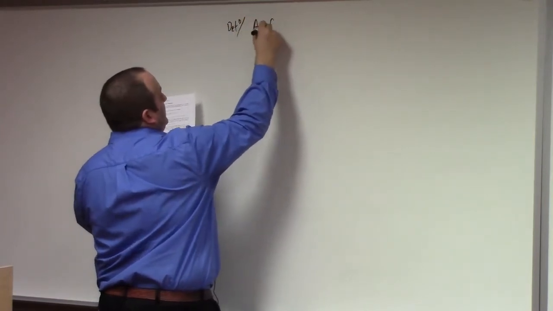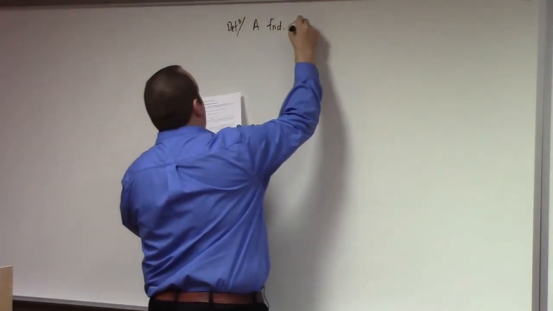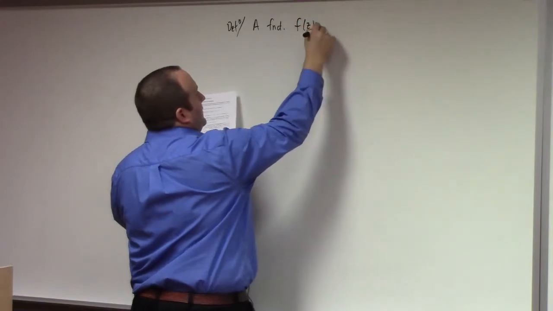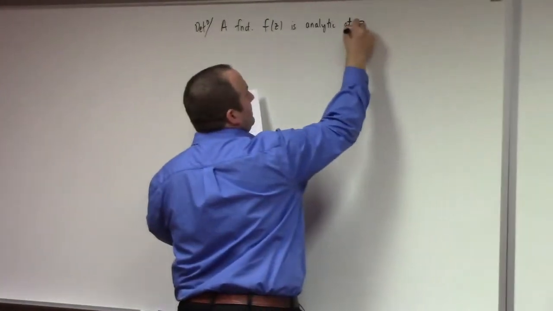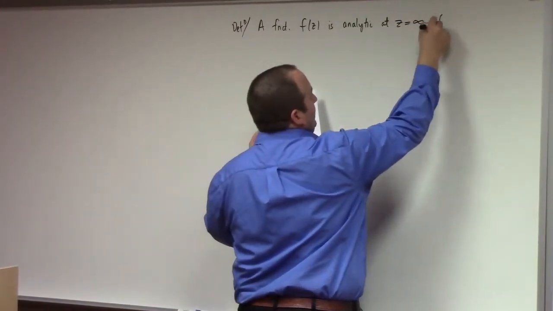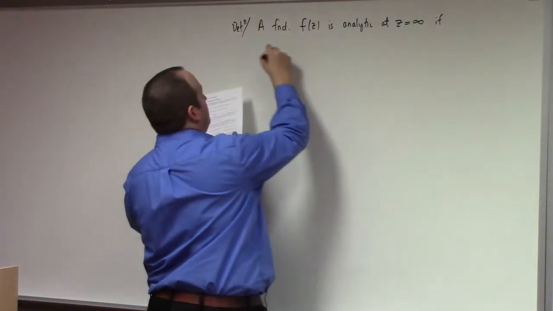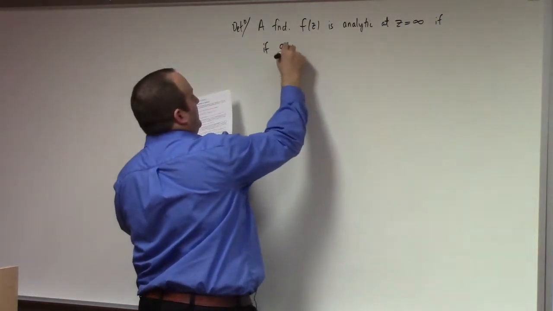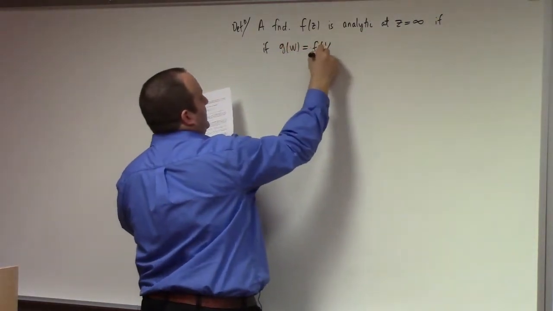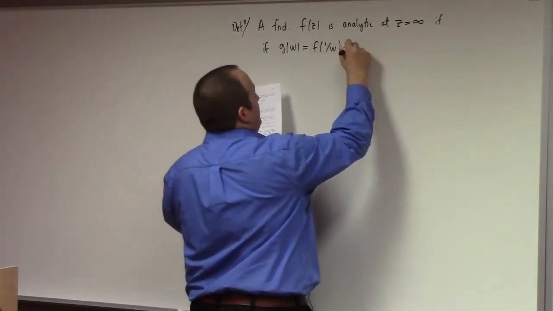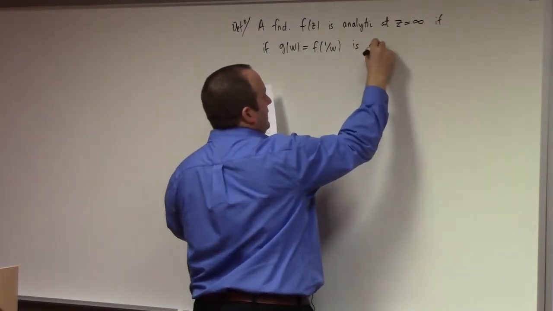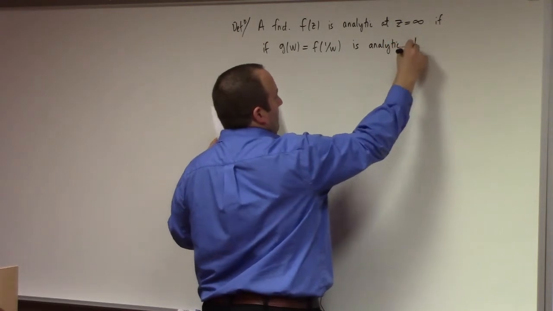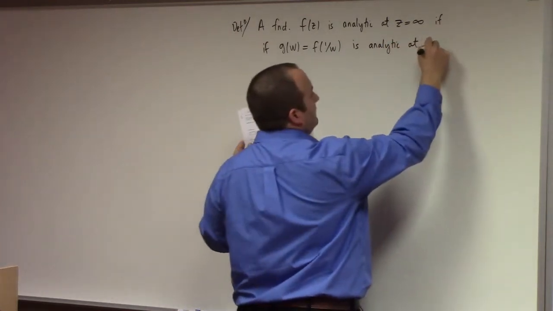A function f of z is analytic at infinity if the corresponding reciprocal function, g of w, which is defined to be f of 1 over w, is analytic where? At 0.